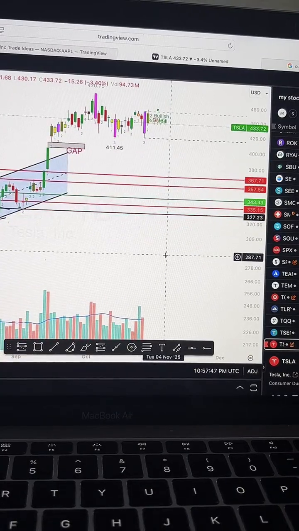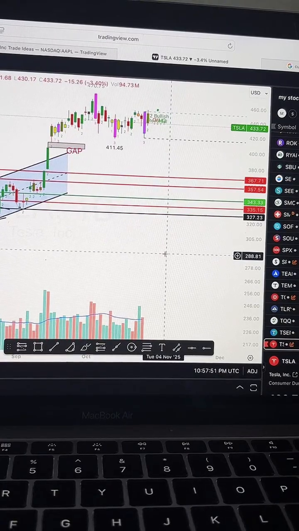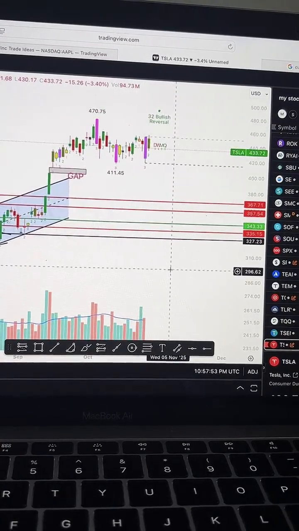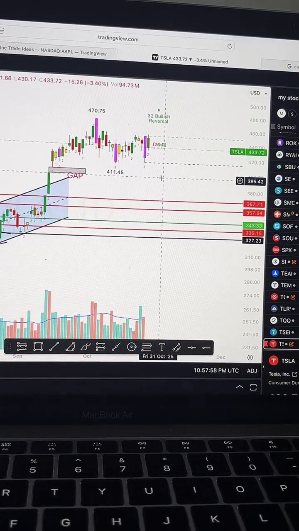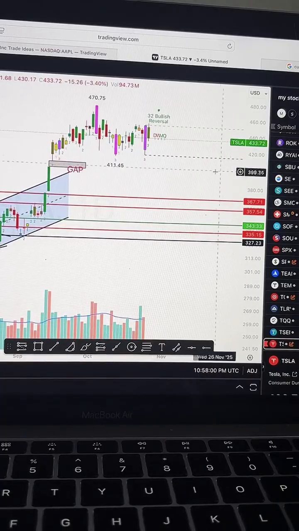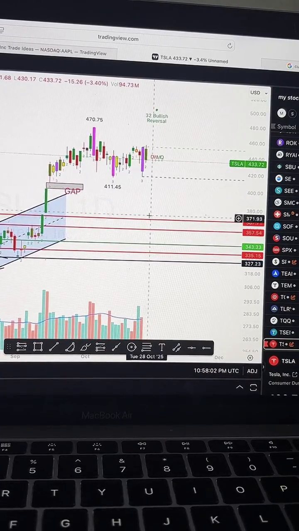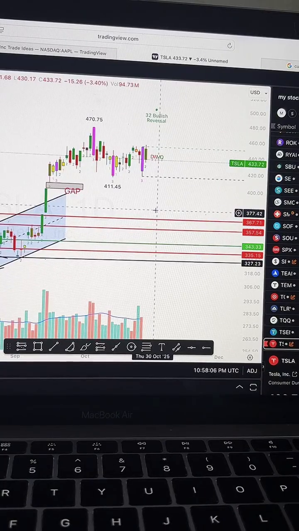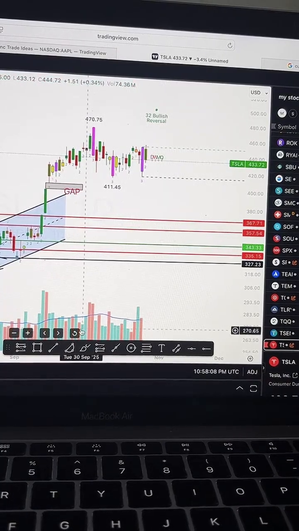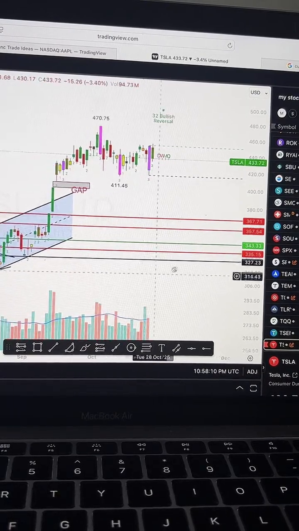Tesla. Going to 368 before it goes up. What, Tesla? All the way to 368? Dang. I don't know. That's a far drop. Where it came from, 368? This.